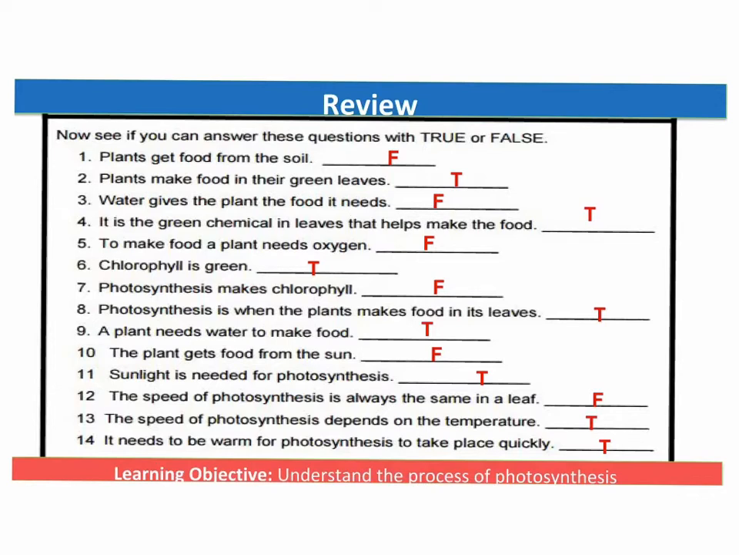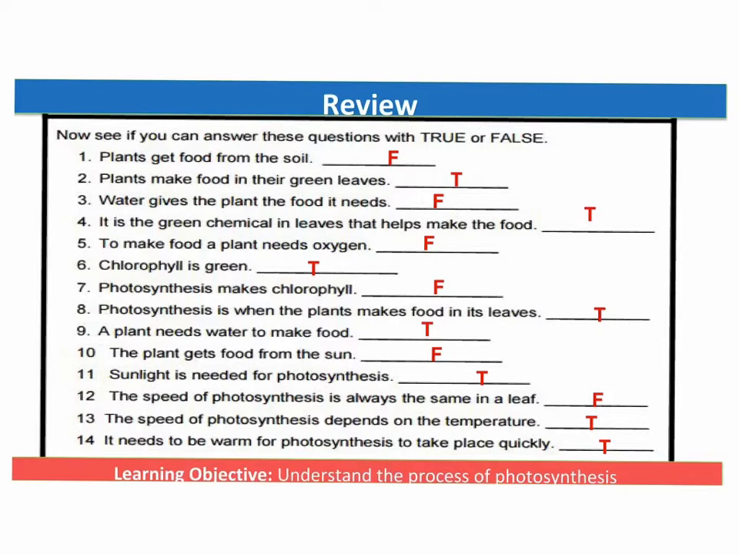Part 5, to make food, a plant needs oxygen. That is false. To make food, a plant needs carbon dioxide. It produces oxygen, and we're going to look at that today. Part 6, chlorophyll is green. That is true. Part 7, photosynthesis makes chlorophyll. That is false. Chlorophyll is needed for photosynthesis. It doesn't get produced in photosynthesis. Part 8, photosynthesis is when the plant makes food in its leaves. That is true.